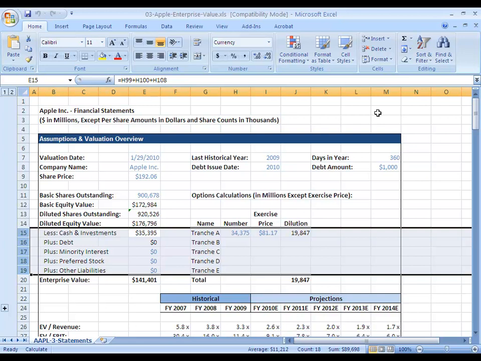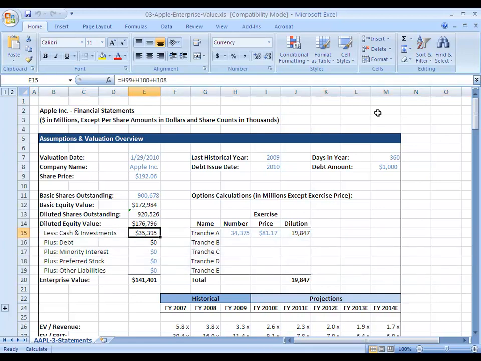Another question you can get here is how do you calculate diluted shares outstanding? What you do is you take basic shares outstanding and then you add in dilution from options, convertibles, and other securities. How do you do that? You use the treasury stock formula. Just to review this, for the treasury stock formula, basically what you do is you take the number of options and then the exercise price.